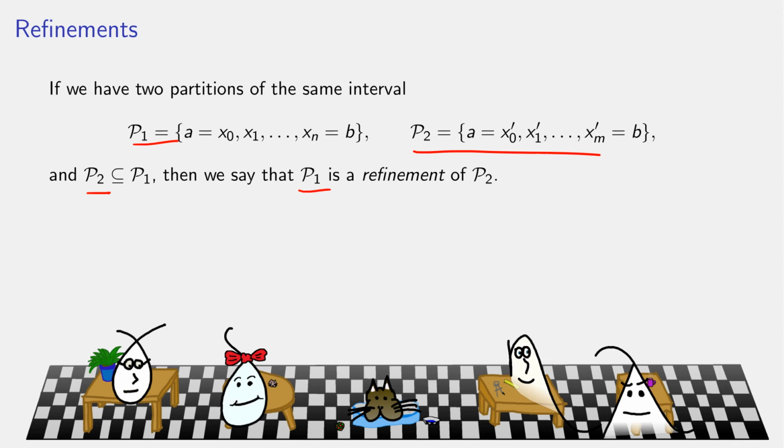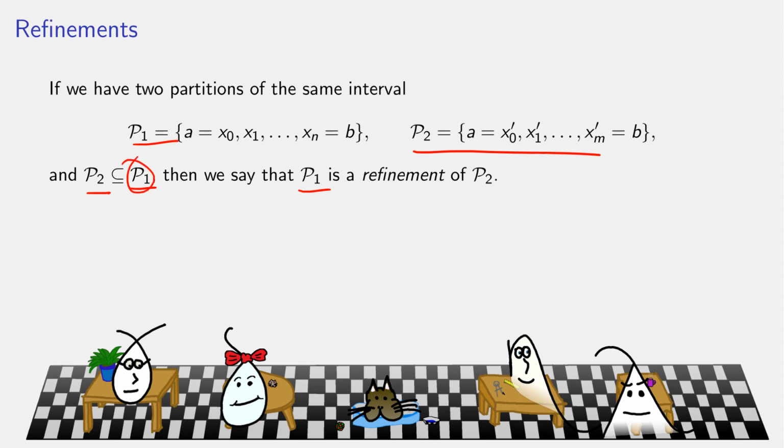Just remember, more points in the partition would generally mean the pieces of the partition are smaller, and it's therefore called a finer partition. So if P2 is a subset of P1, which one has more points? P1 has more points. That's called the refinement.